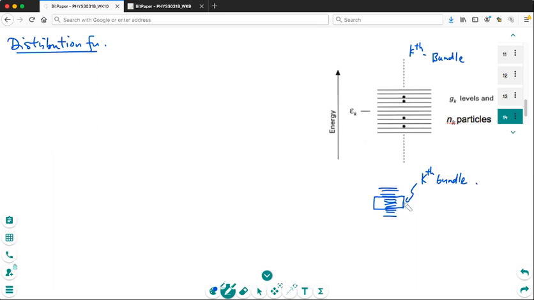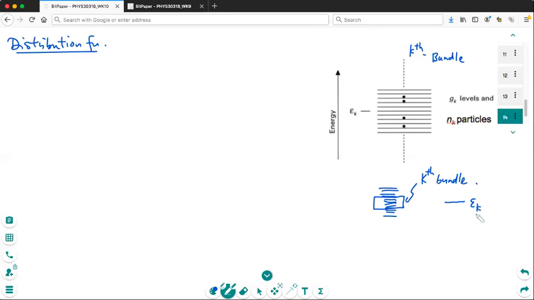If I look at one of the bundles, you see something like this. The idea then is, for this kth bundle, I'm going to say that I have energy epsilon k, which is a good representation of all the energy states in this bundle. This bundle can have many tens or 20,000, 30,000, a big number of energy states. And I'm going to call all of them epsilon k.